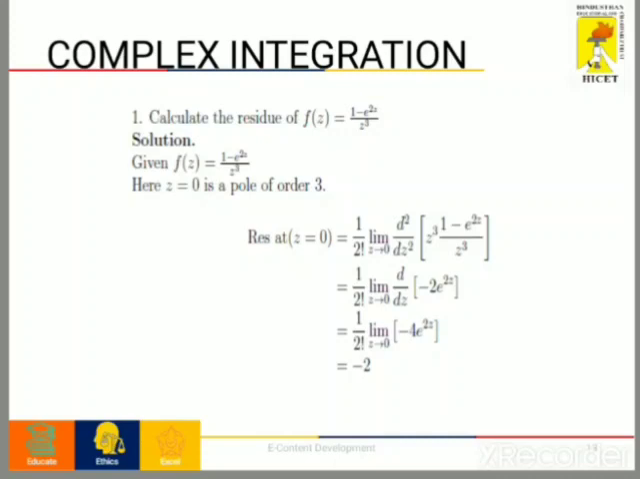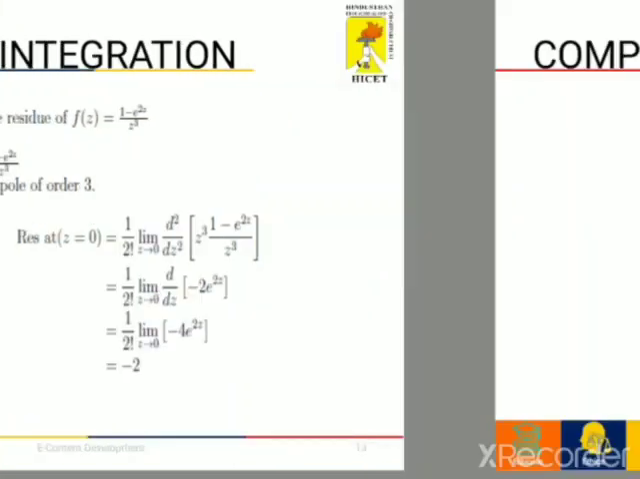Again we have to take the differentiation. Therefore we will get minus 4 into e power 2z. So 1 by 2 factorial into limit z tends to 0 into minus 4 into e power 2z. If we apply the limit point z equal to 0, then we will get minus 4 by 2. Therefore the answer is minus 2.